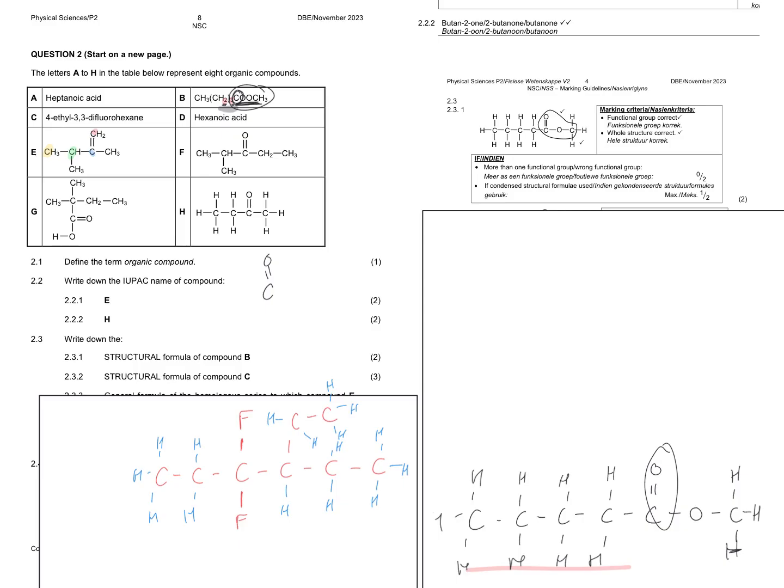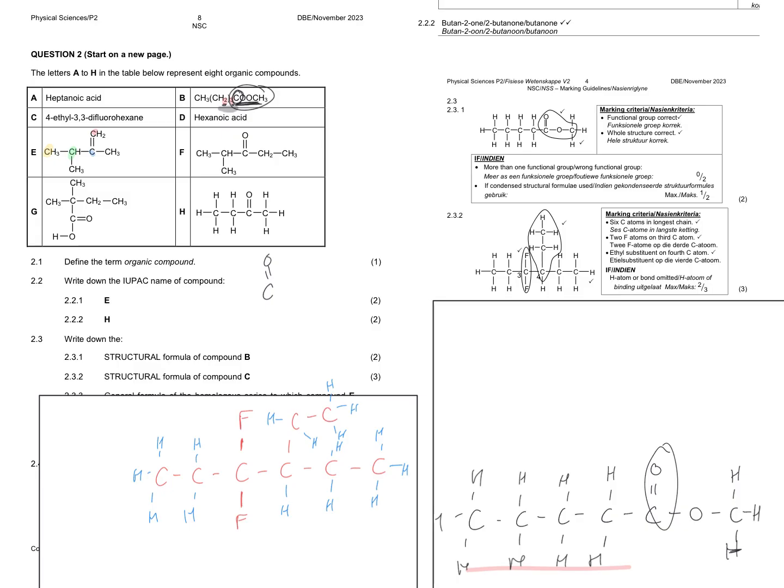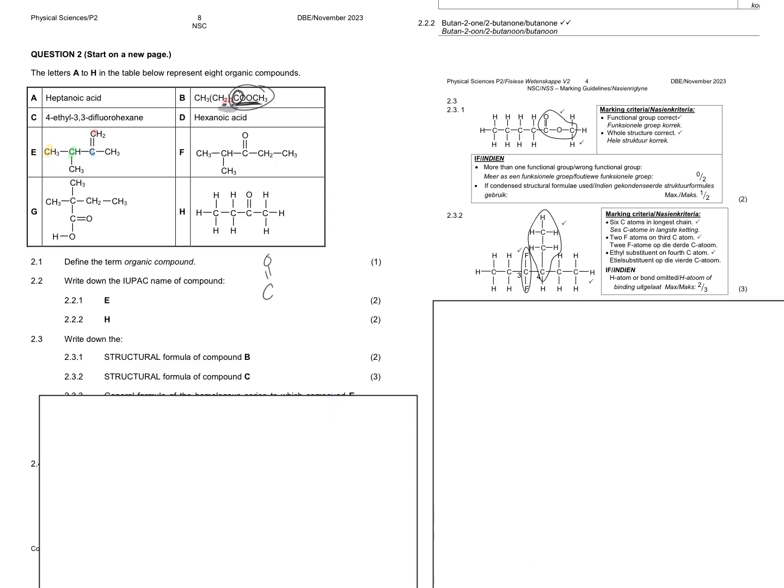Sorry, I should just show you the memo, but anyway. So see, there he is there. So you get a mark for 6 carbons in the longest chain, so that's the hex. 2 fluorine atoms on the 3rd, and then an ethyl on the 4th. Then if you leave out an H atom, it says there that your maximum is going to be 2 out of 3. So you can't leave out any bonds, you can't leave out any hydrogens. You must take your time with this question, I think. It's not that difficult, but it is a bit finicky about what you need to do in order to get the marks. So just don't make silly mistakes, please, if you can help it.